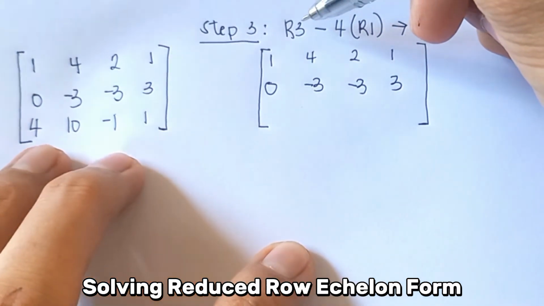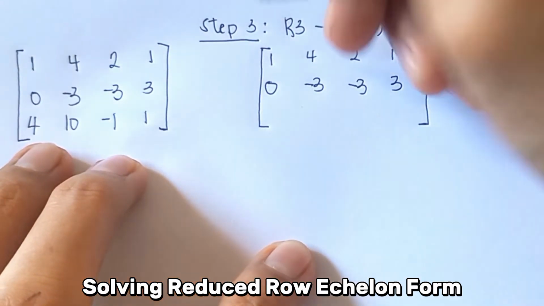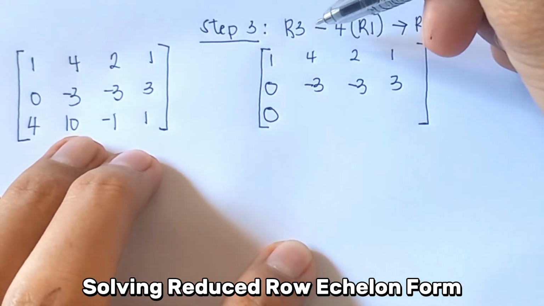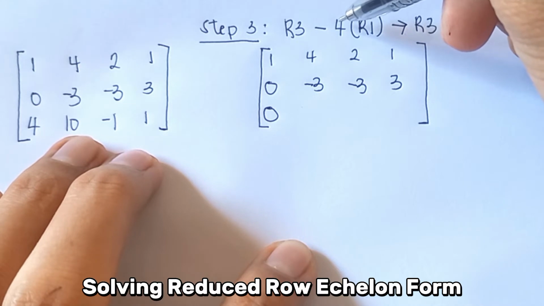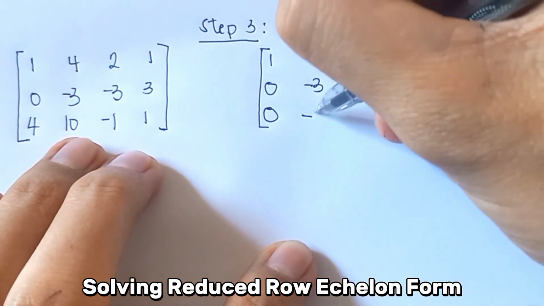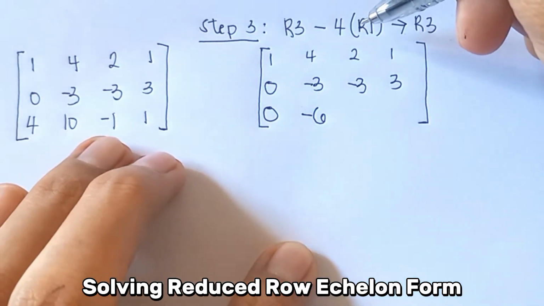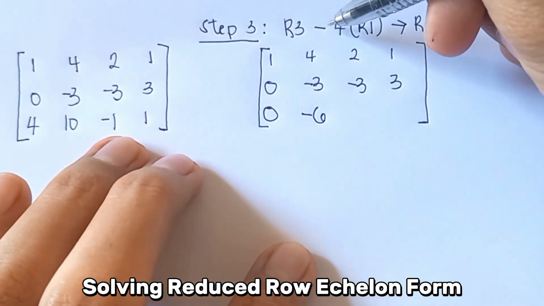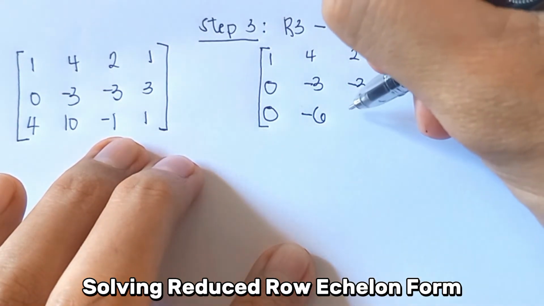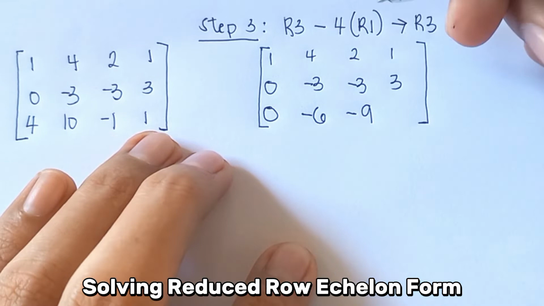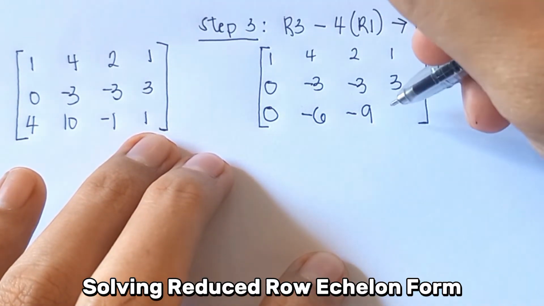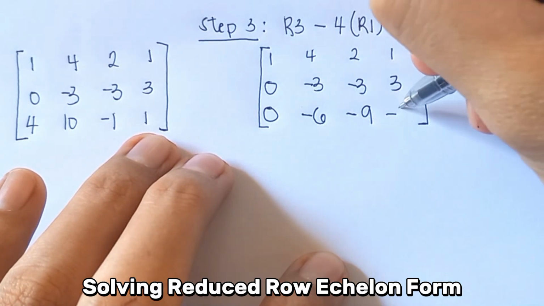So we have row 3, 4 minus 4 times 1, which is 0. Row 3, we have 10 minus 4 times 4, which is negative 6. So we have negative 1 minus 4 times 2, which is negative 9. So 1 minus 4 times 1, this will give negative 3.